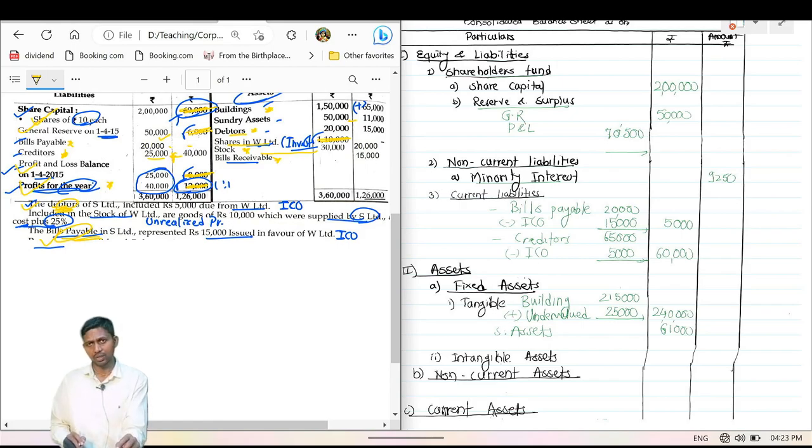Yes, from the total unrealized profit, the total consolidated profit, and the stock, first calculate the total consolidated stock. The stock of W Limited includes goods of 10,000. Those 10,000 goods are in stock, meaning someone has sold them, so they are in stock. Correct? That means the sales price is 10,000.